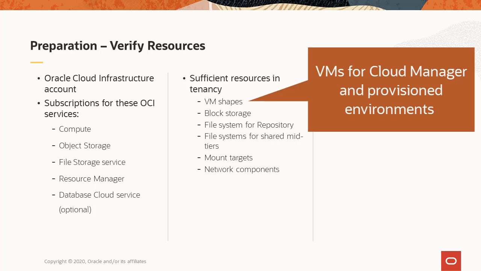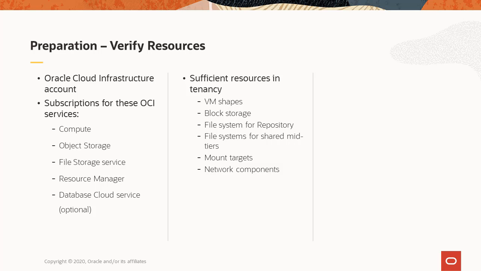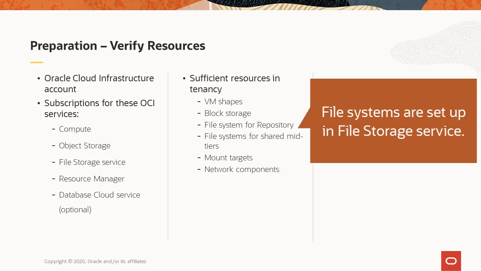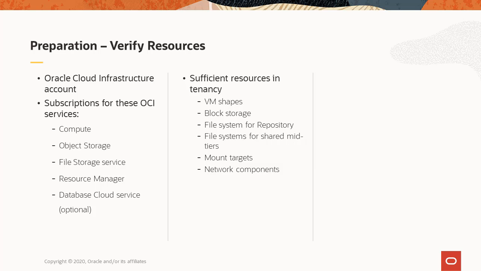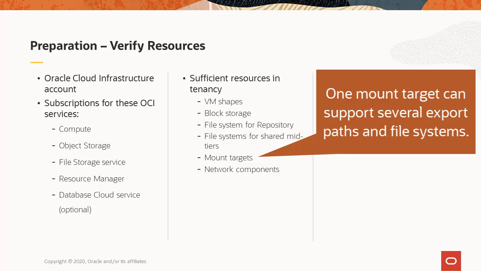You will need at least one file system for the Cloud Manager repository. You also may choose to use file systems for shared mid-tiers in provisioned environments, and you would need additional file systems for that. If you are creating a new file system, you will need a mount target. One mount target can have several export paths and several file systems associated with it.